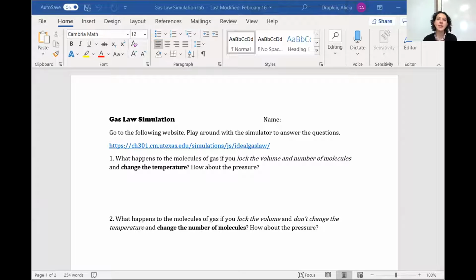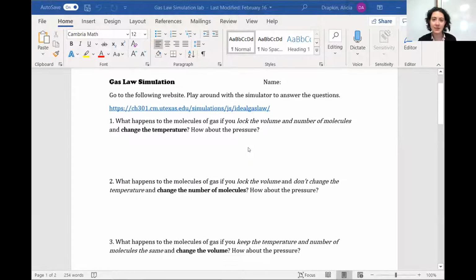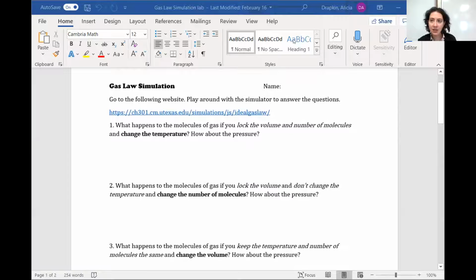Let's talk about the gas law simulation lab. So I want to walk you through what you need to do for this and what we're trying to accomplish. The idea for this lab is to understand the four variables that affect gases. And actually, this is the lab itself. But if you click on this link, it will take you to this website with this simulation. So let's take a look at it.